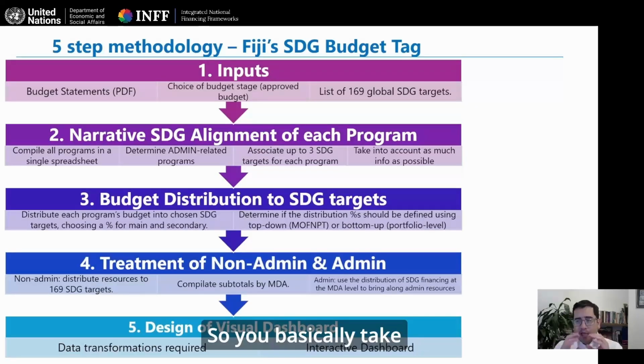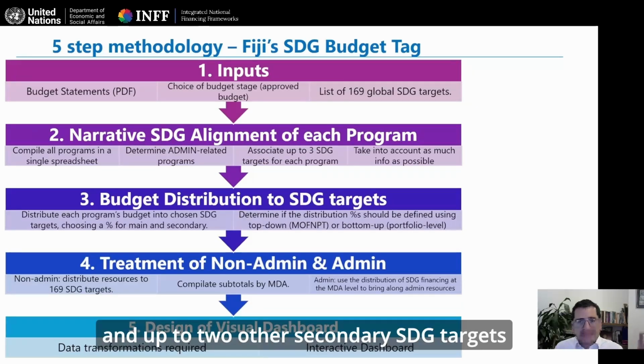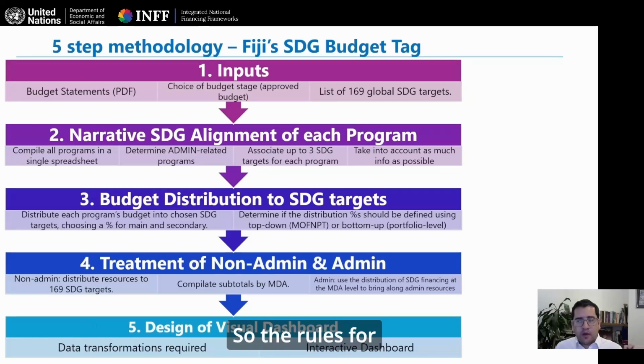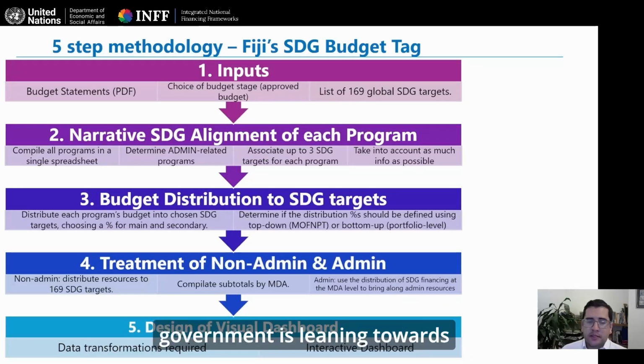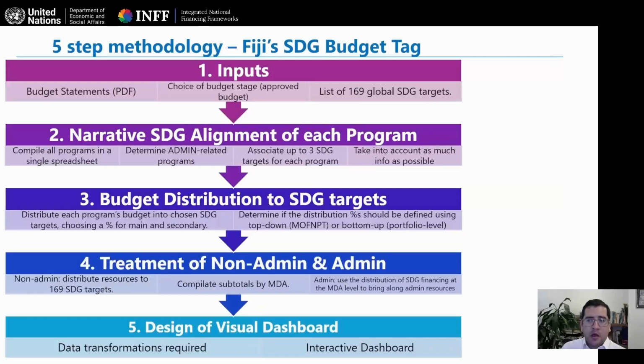So you basically take the resources for one line and you allocate them to a main SDG target and up to two other secondary SDG targets, right? So the rules for that financial distribution can be changed and can be chosen based on what you as government officers need, or what the government is leaning towards. But basically, we're going to do an example here.